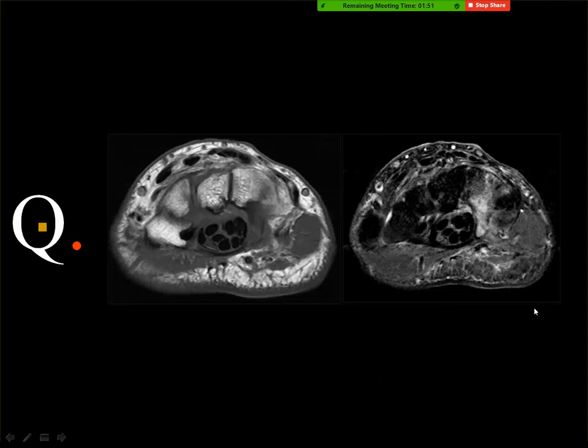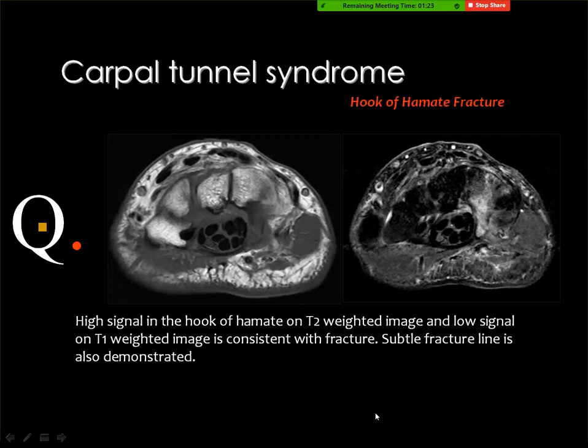And here you can see a form of carpal tunnel syndrome because of the abnormal signal of the median nerve, and the cause is fracture of the hook of the hamate. And you see that there is a fracture surrounded by bone marrow edema of the very characteristic bone, which is the hamate bone. And you see the hook that is fractured, which is one of the causes of carpal tunnel syndrome.